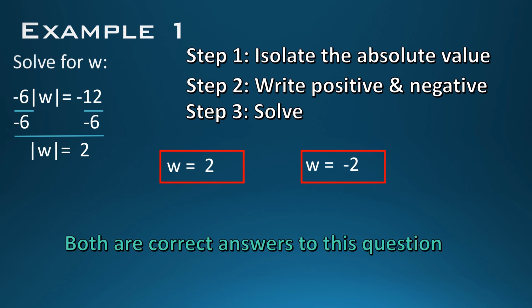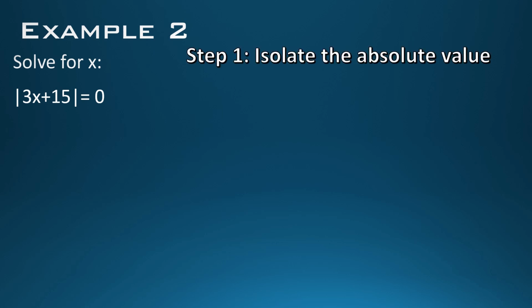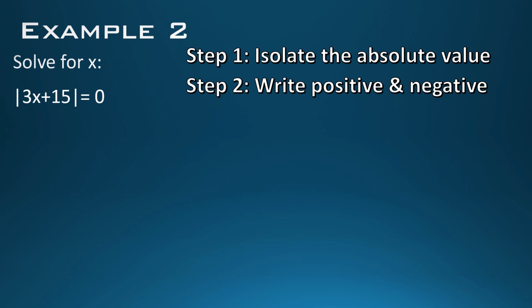Let's move on to example 2. Now we're solving for x. We have absolute value of 3x plus 15 is equal to 0. So normally we would isolate the absolute value, but it's already isolated. That makes our step easier. Step 2 is to write it as a positive and a negative. So here's what that looks like. 3x plus 15 equals 0.